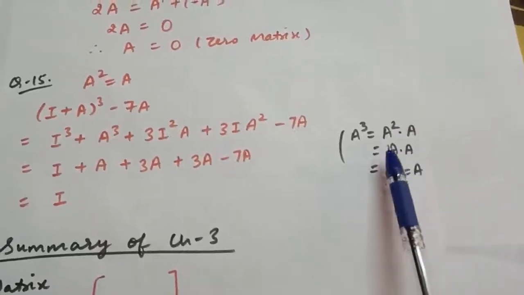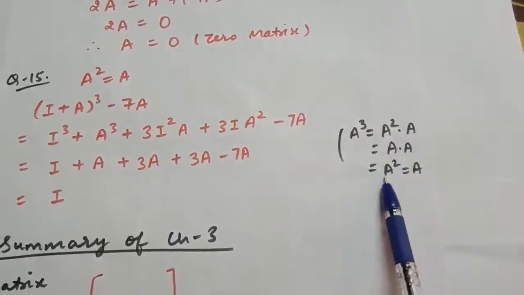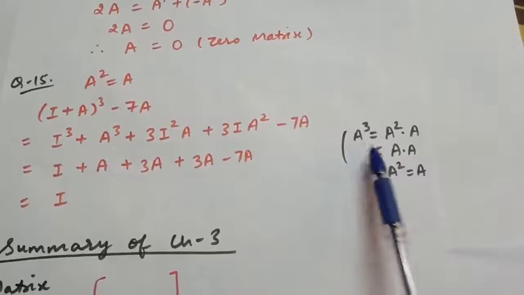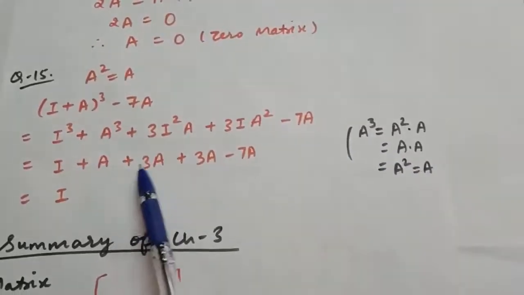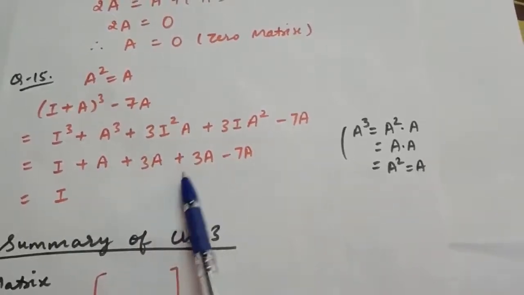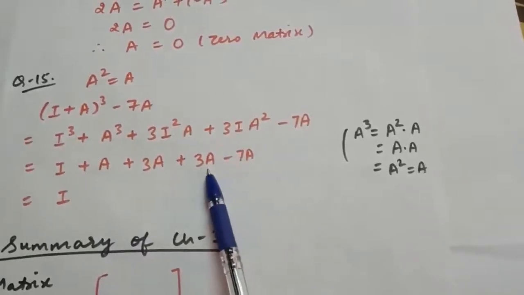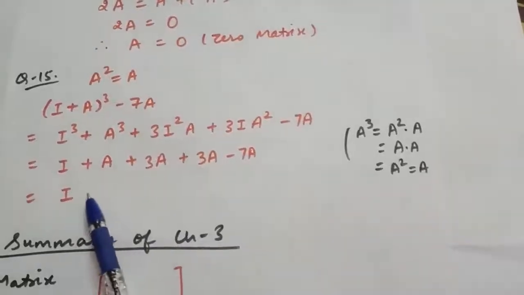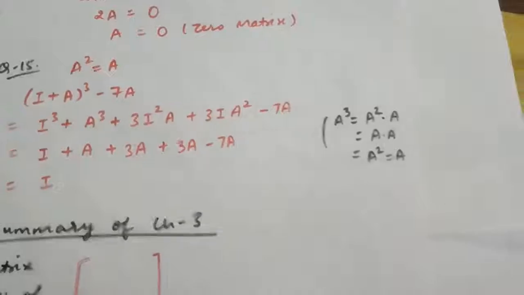A square is given as A into A. A into A is again A square, but A square is given as A. Therefore, A cube is also A. So, in place of A cube, write down A. Then plus 3A plus A square is A, and identity into A will be A. So, plus 3A minus 7A. Therefore, you will get the value of this as the identity matrix.